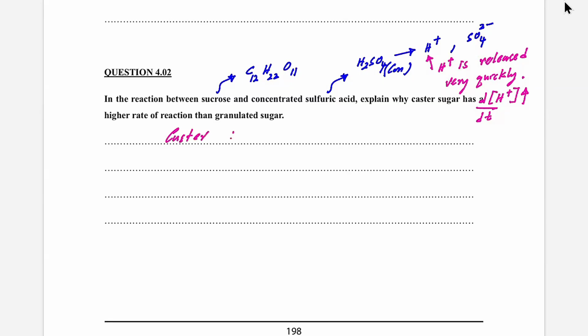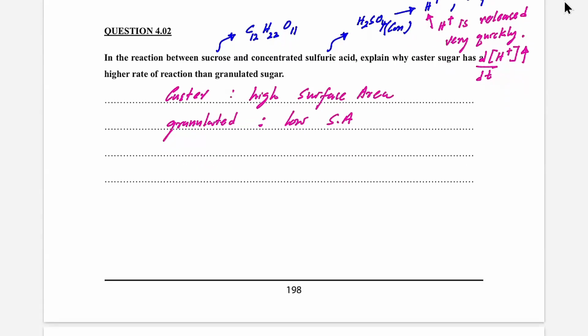Caster is high surface area, then granulated is low surface area. High surface area, low surface area. Okay.